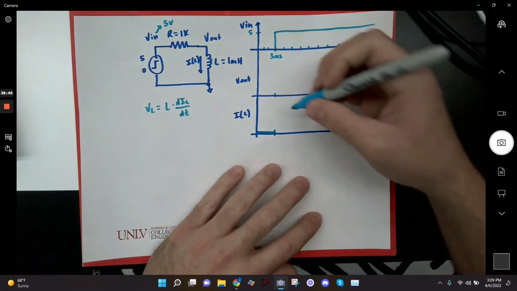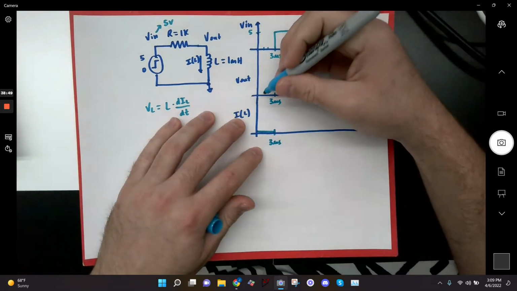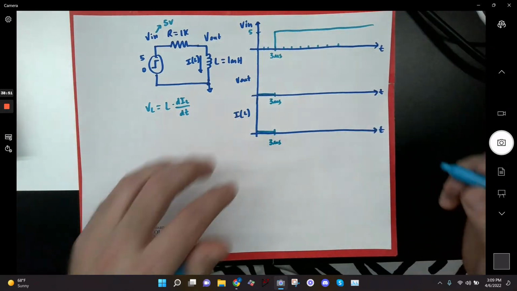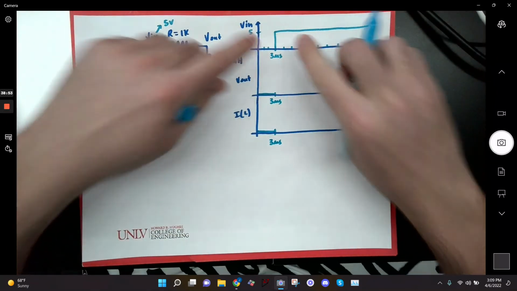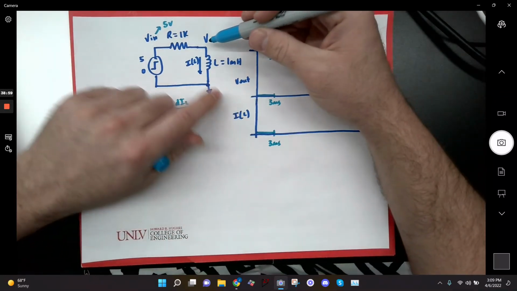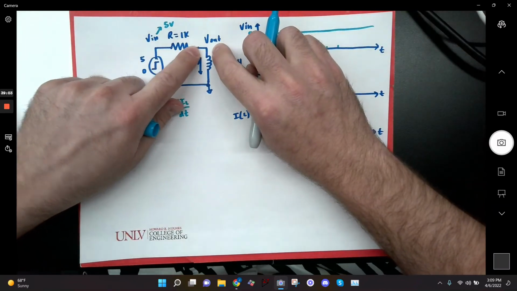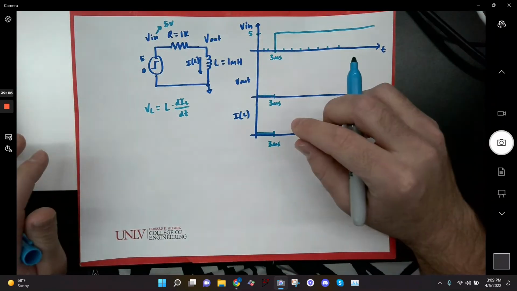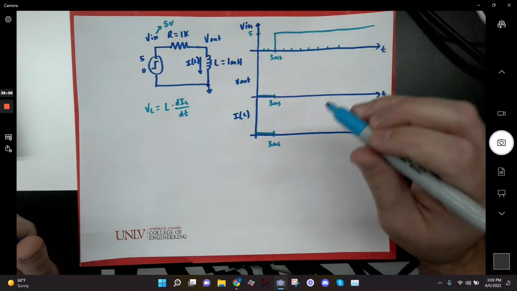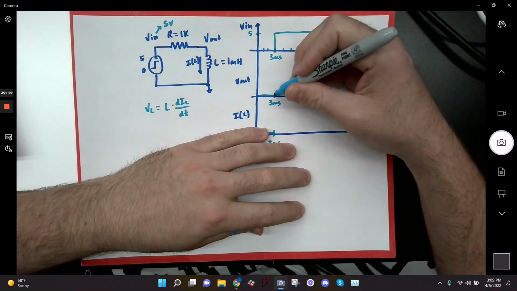Okay, and so at 3 microseconds, and V out is also 0 all that time. At 3 microseconds, when the source goes high, what does that current want to stay at? It wants to stay at 0. So if V out was initially 0, what does it have to jump to in order to keep 0 milliamps flowing in the circuit? Exactly. It has to jump up to 5.